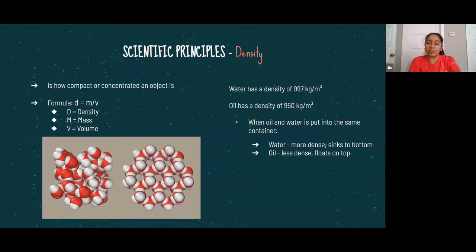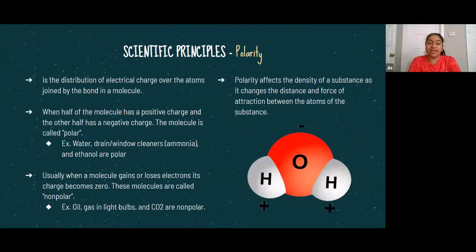Moving on, let's talk about polarity. Now, polarity determines the distribution of an electrical charge over a molecule. This means that when 2 or more atoms come together to join a molecule, the atoms actually have a different electrical charge. One atom has a positive electrical charge, and the other atom has a negative electrical charge. When these two come together to form a molecule, the molecule attains a neutral electrical charge.